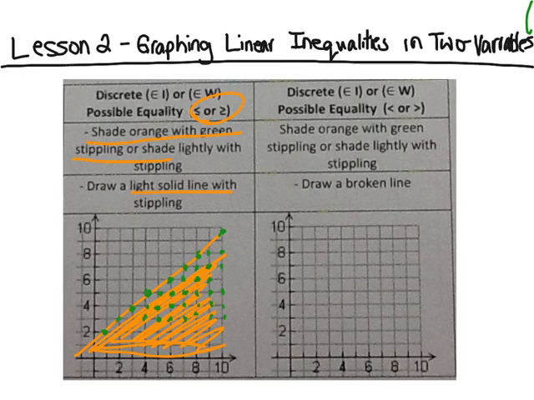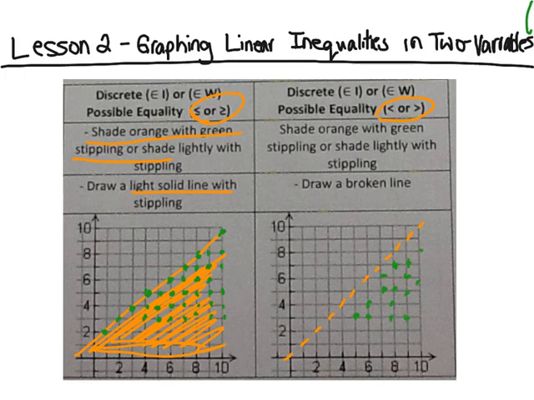For the second one, the only difference is we don't have the equal sign, so it has to be a dotted line, and it does not contain the line. So you do not put any stippling on that line. And then the dots go underneath or over top, depending on what you found.